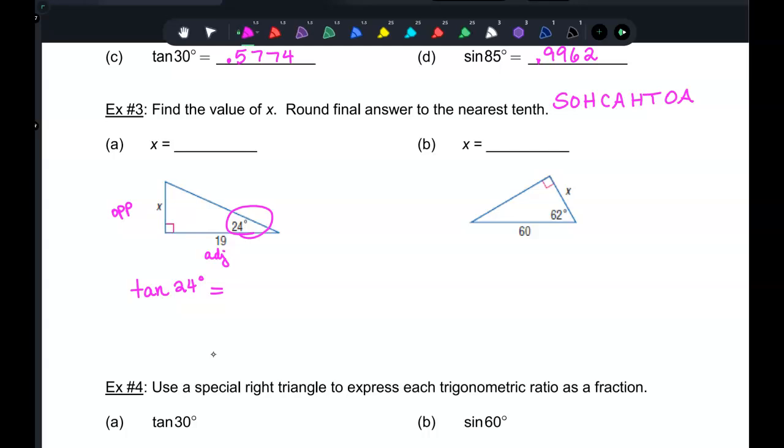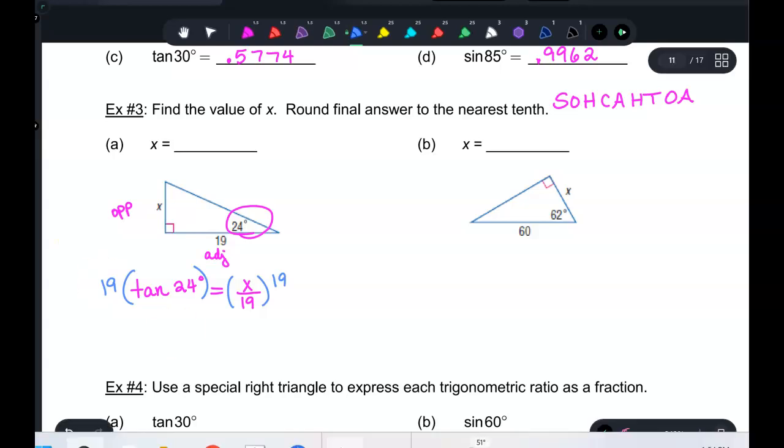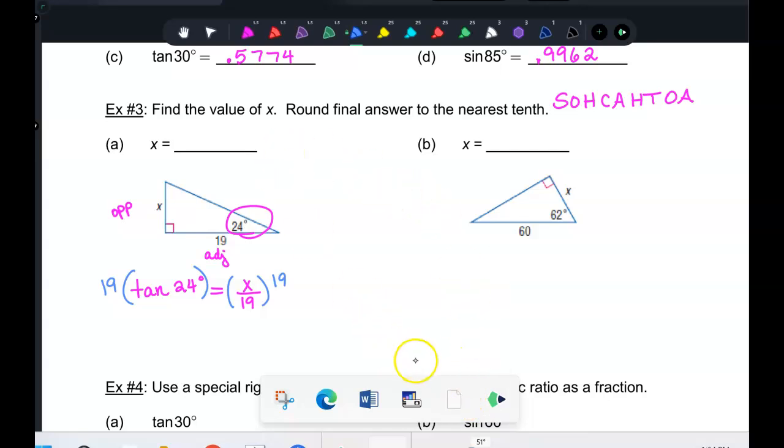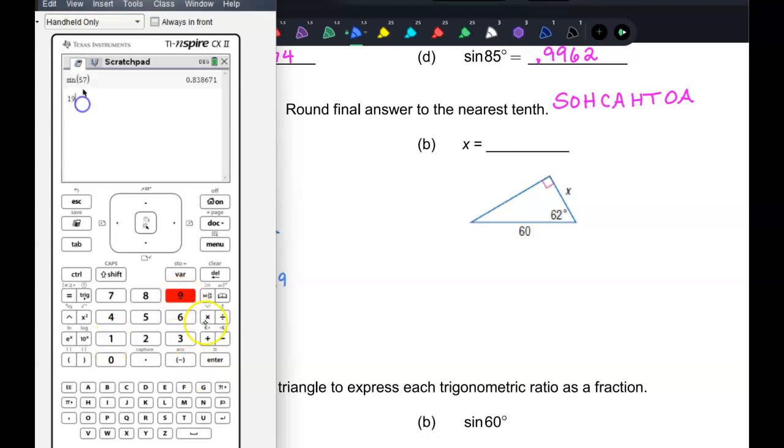the ratio of x and 19. Okay, now I'm not going to type tangent of 24 into my calculator yet. I want to just plug it all in at one time. I'm going to isolate the variable, which means I need to multiply both sides by 19. Okay, on the calculator, 19 times tangent of 24. I got 8.45. Perfect.